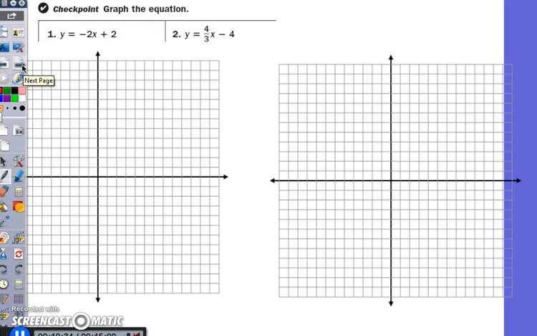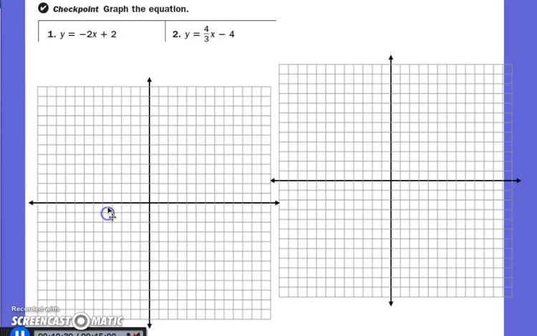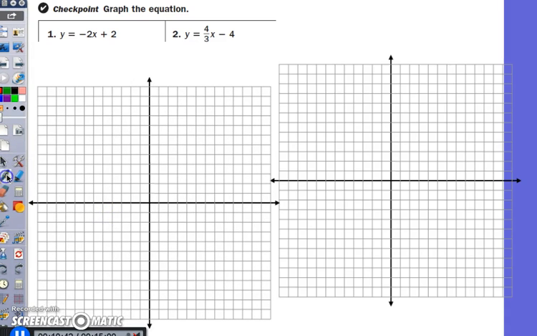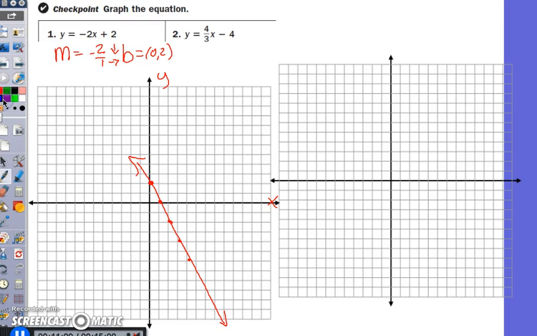These ones are pretty easy. They're set up in y equals mx plus b. It's not as big of an issue as the other ones. So here my m is -2. Put it over 1. And my b is 0, 2. So remember this is y. Here's my x. We go to 0, 2. Then we go down 2 and to the right one. So down 2 and to the right one every time. Draw your happy line. Call that one done.